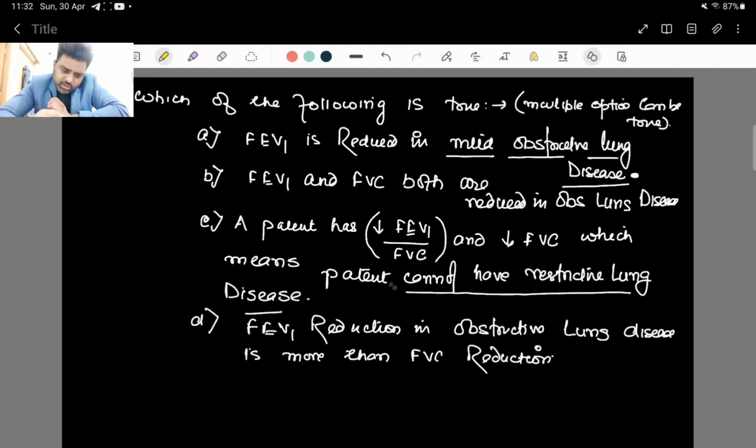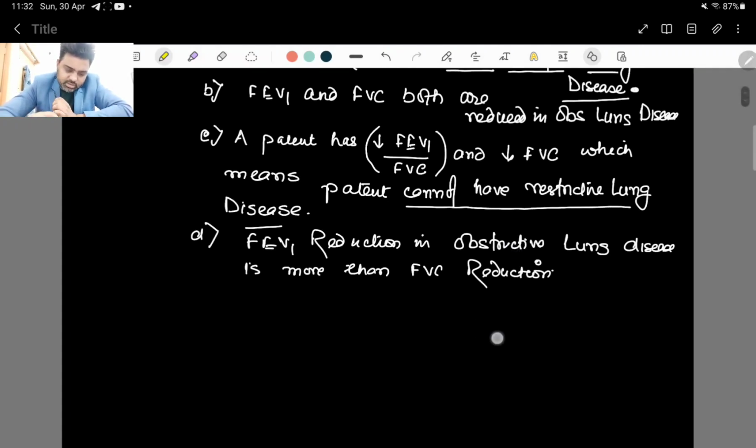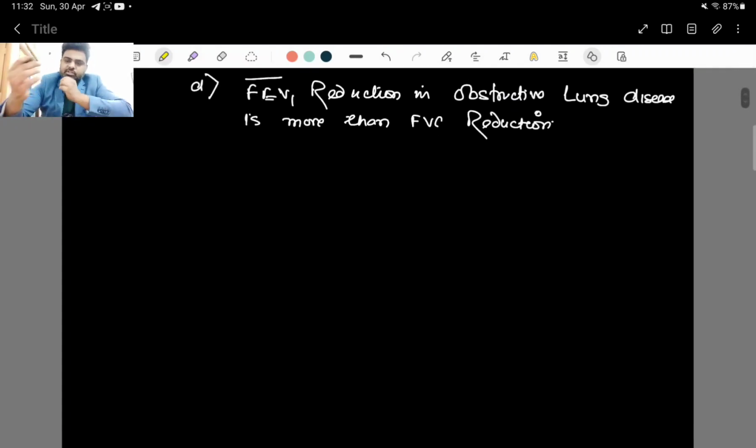Now we have a question: which of the following is true? It contains FEV1, FVC and FEV1 ratio. About that, the first option is FEV1 is reduced in mild obstructive lung disease. So we will first understand the concept. Multiple options can be true, and then we will come to this. First we have to understand what is FEV1 and what is FVC.